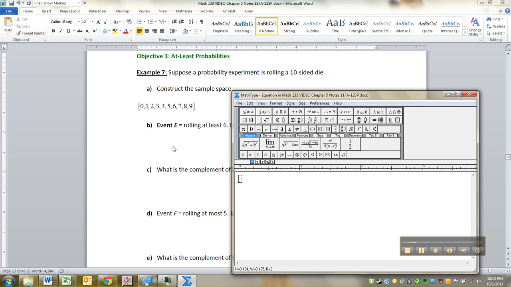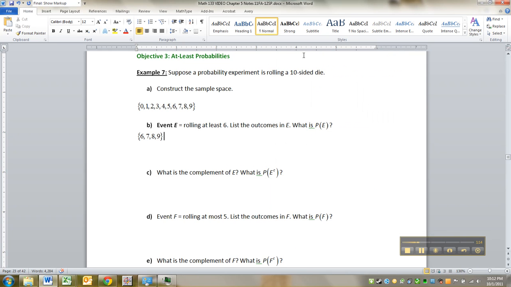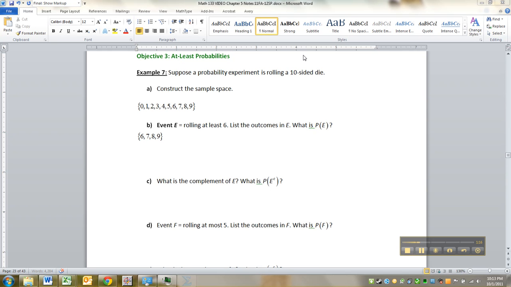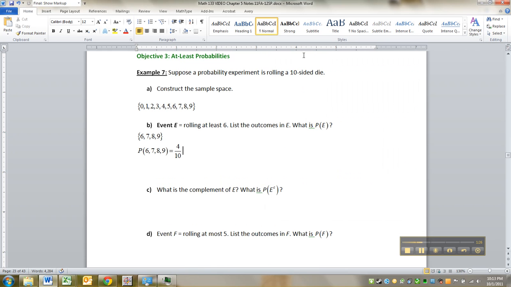All right, so let's start with that. The list of outcomes, at least 6, actually means 6 or more, right? So 6, 7, 8, 9. What's the probability of E? Well, the probability of rolling a 6, 7, 8, or 9 is equal to 4 out of 10, right?